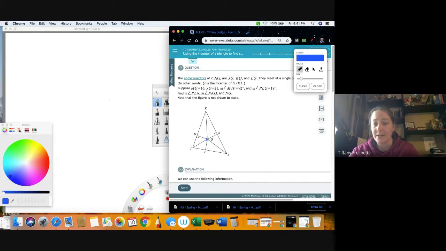So each one of these lines coming from the vertices to the center, or what they're calling this incenter, are angle bisectors. And where they meet at point Q here is called the incenter. And then you notice there's all these other little lines coming off of the incenter that go down to a perpendicular point on the side. And then they give us a bunch of other information.